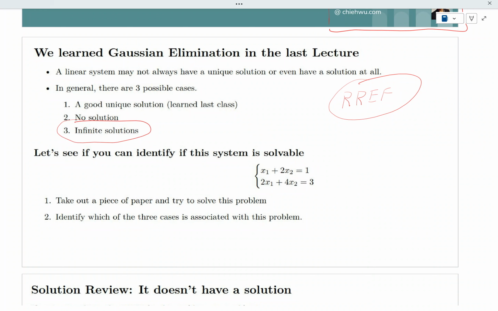So let's start off by taking out a piece of paper and see if you can try to solve this based on what we learned last class. Okay, pause the video, and we'll move on once you solve this.